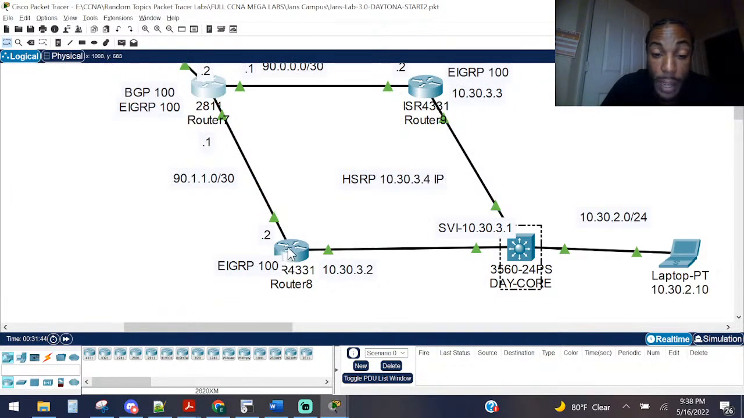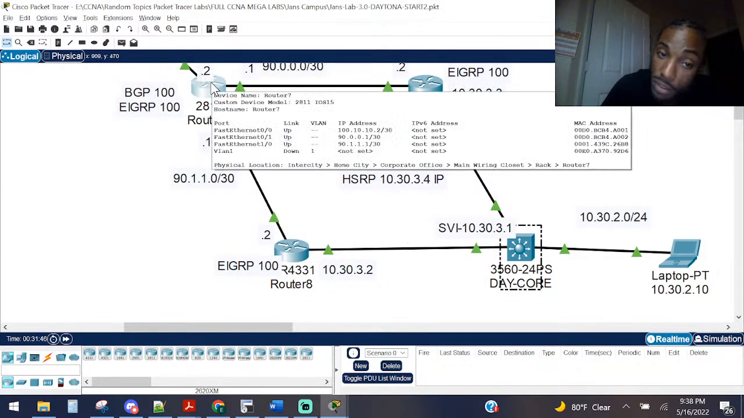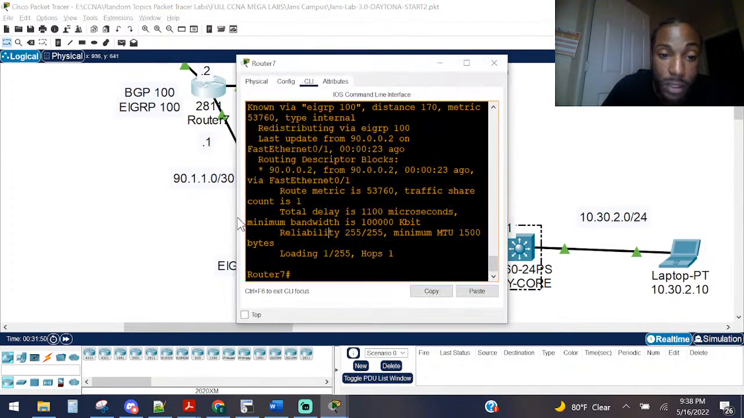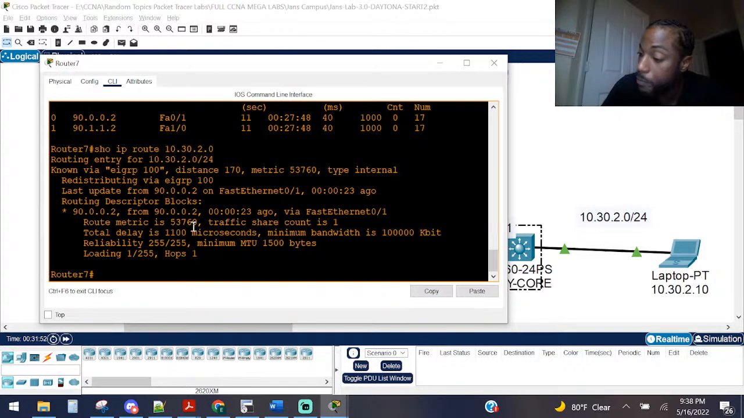Let's do the same thing with router 8. Actually, before we even do that, let's just see if router 7 can now ping the laptop, right? Verify, verify, verify. Even though we can see that route, let's go ahead and ping that laptop. Let me back up something, man.